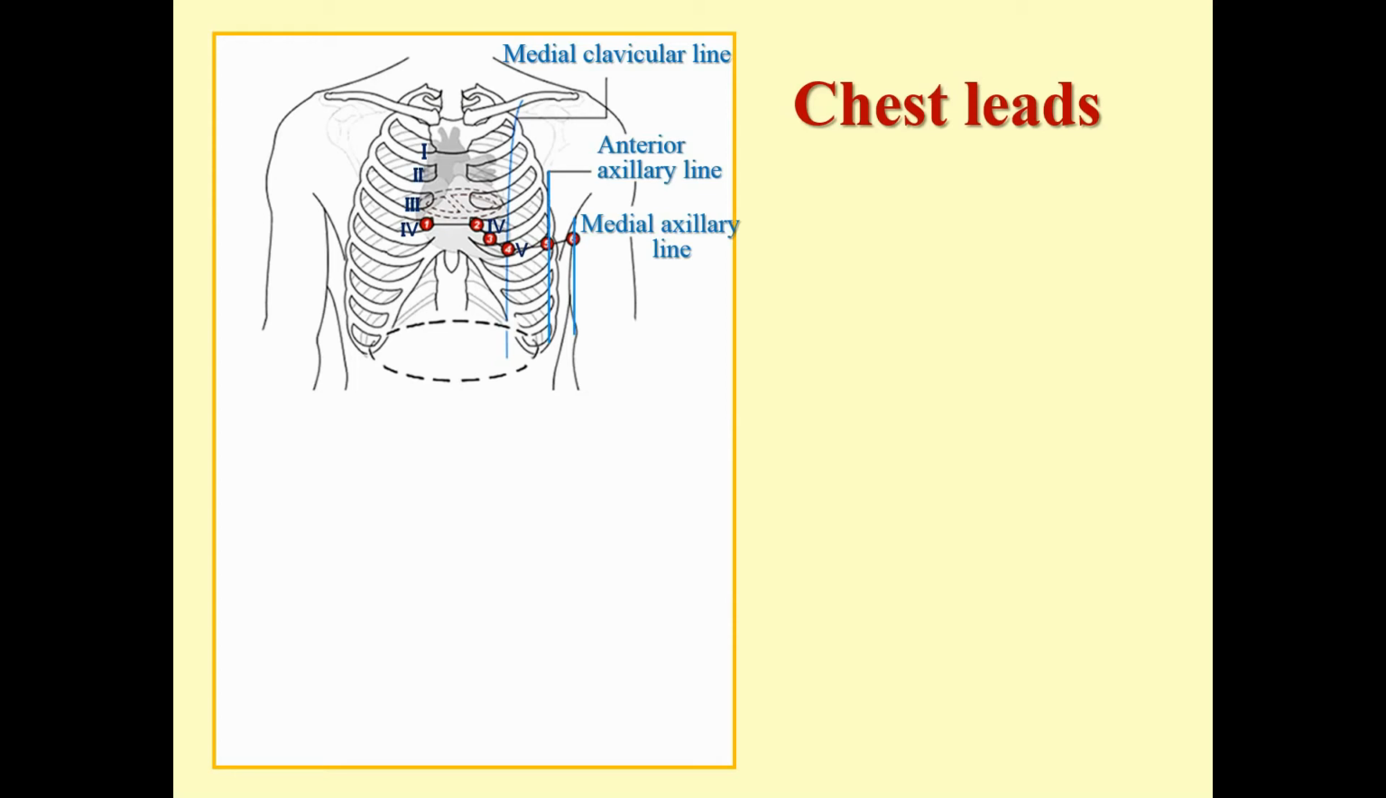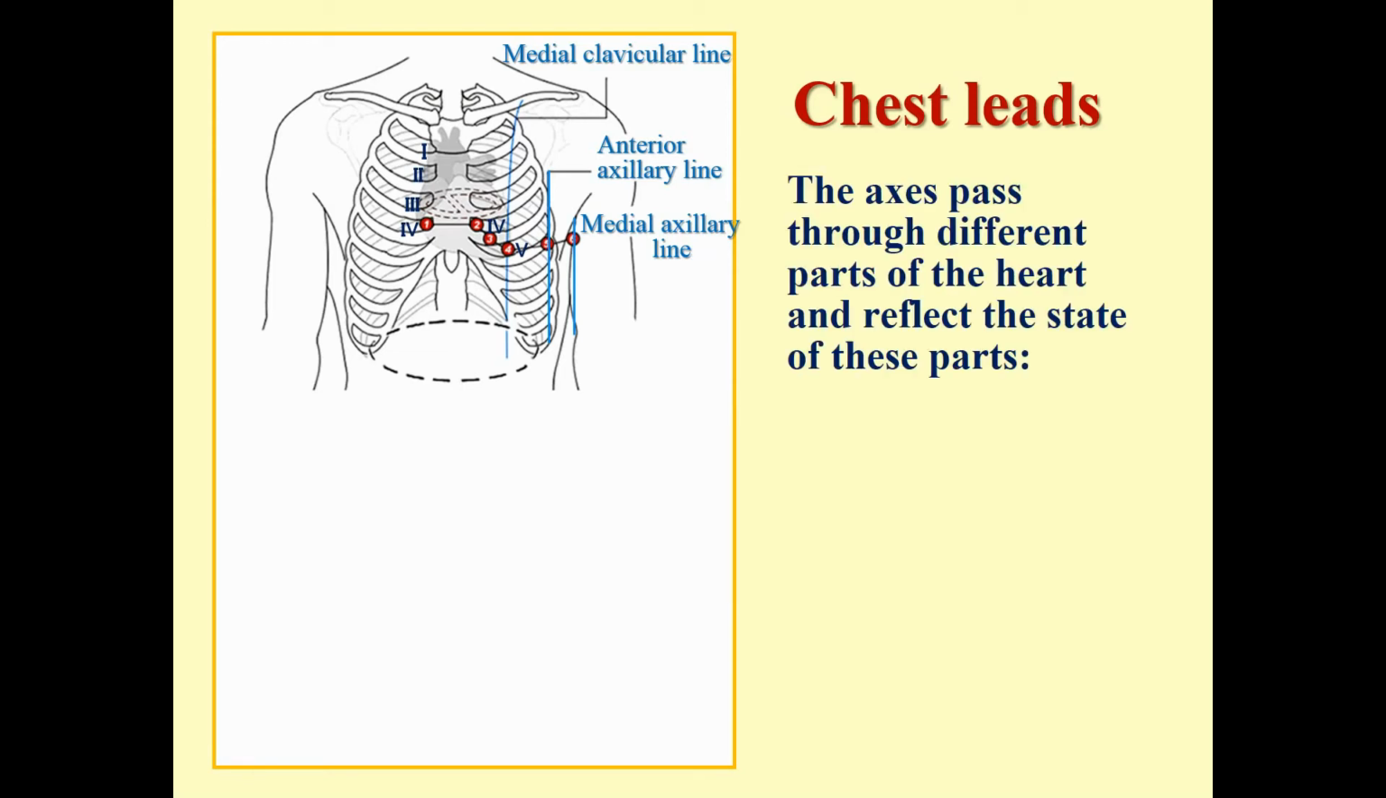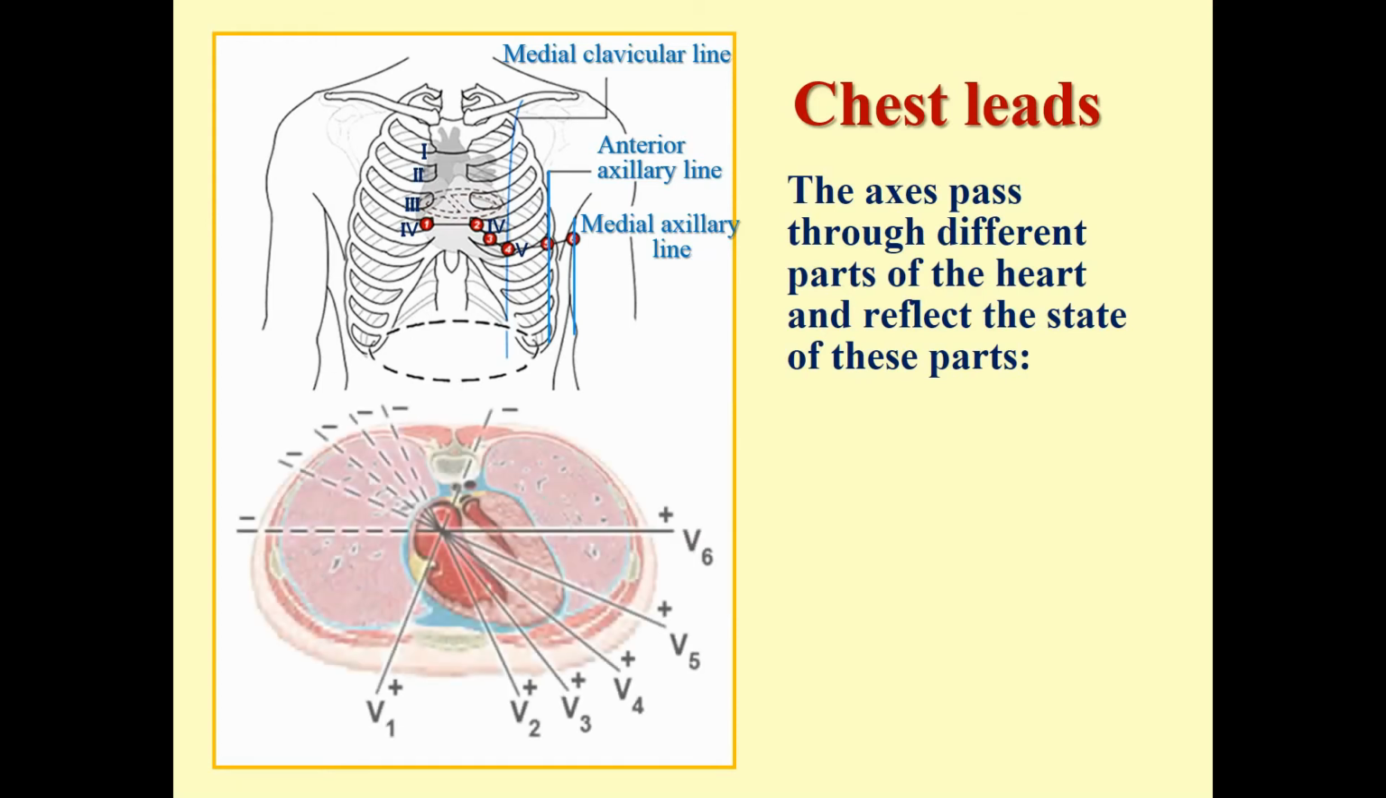Now let's look at how it looks from above. This circle shown beneath shows the body cross section, and then we can see how axes pass through the different parts of the heart and come to these electrodes.